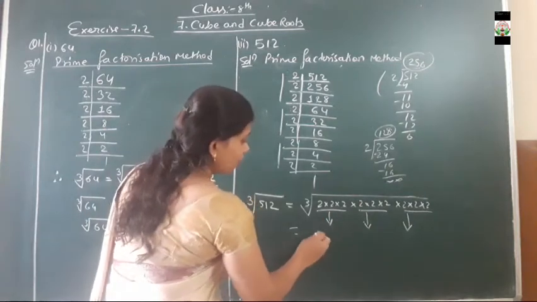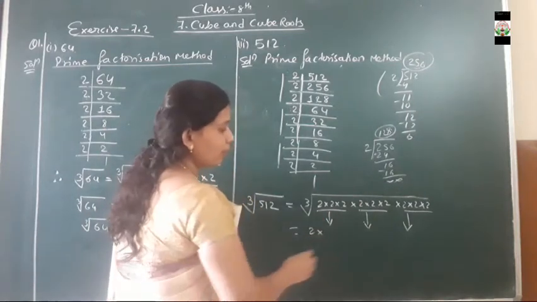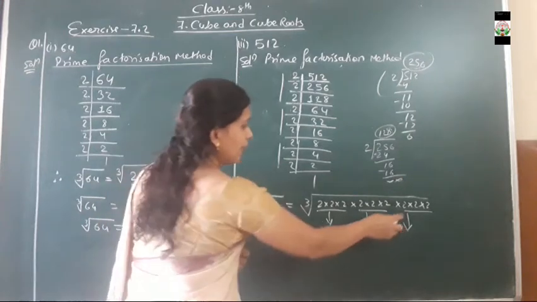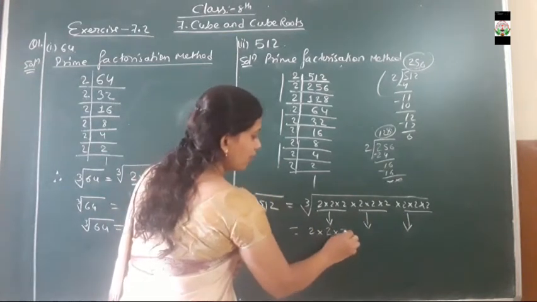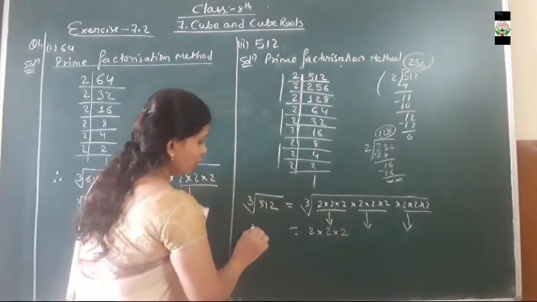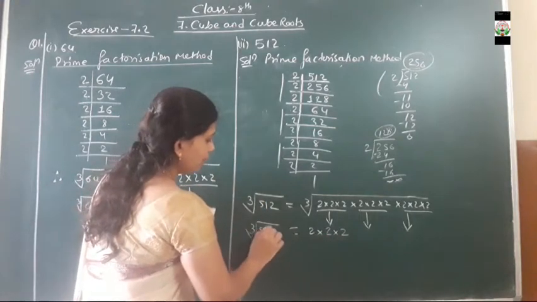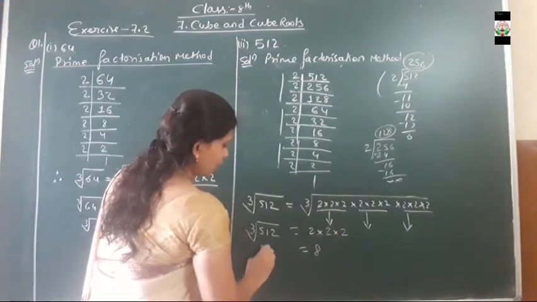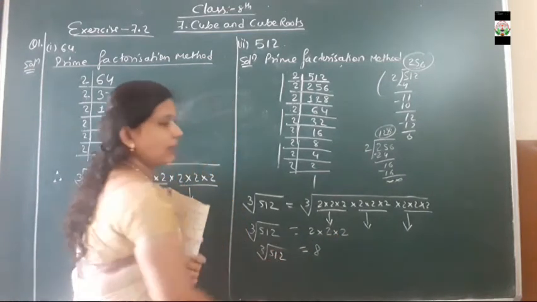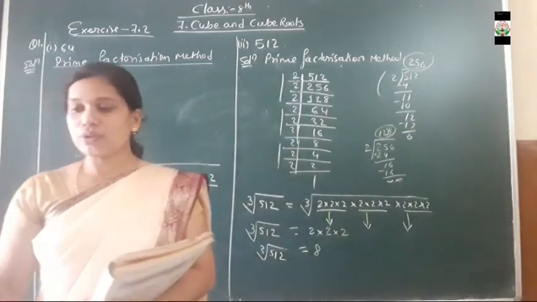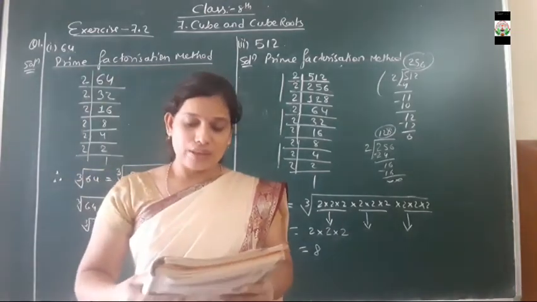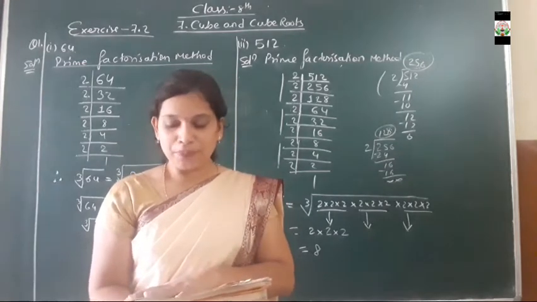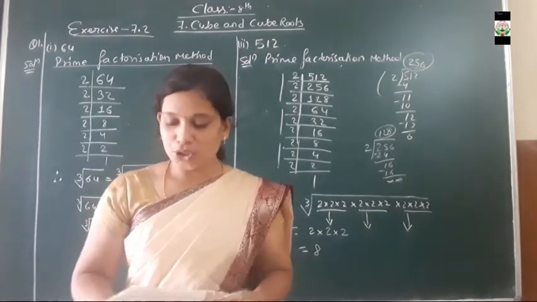So out of this 3, 2, 1, 2 will come outside from the cube root. Out of this 3, 2, 1, 2 will come outside from the cube root. Out of this 3, 1, 2 will come outside from the cube root. So what is the cube root of 512? 2 into 2, 4. 4 into 2 is 8. So what is the cube root of 512? That is 8. Have you understood, everyone? So the cube root of 512 is 8. We have found it.